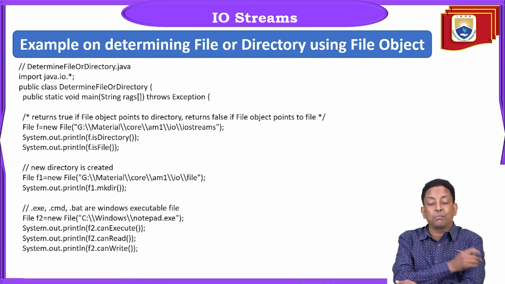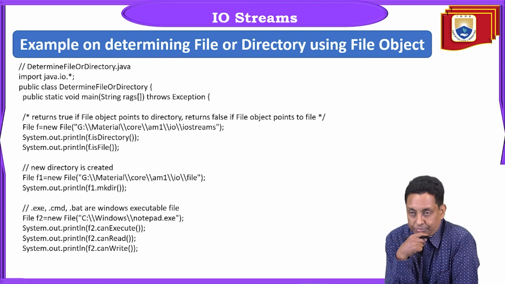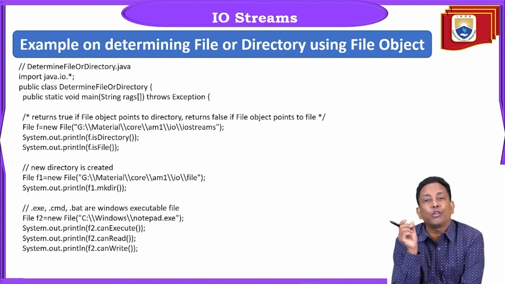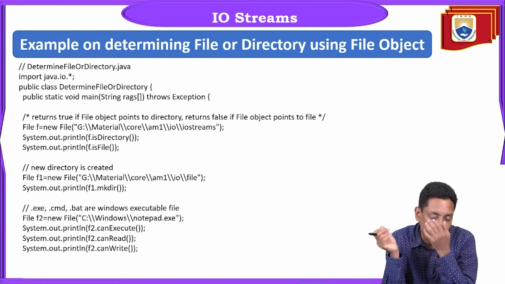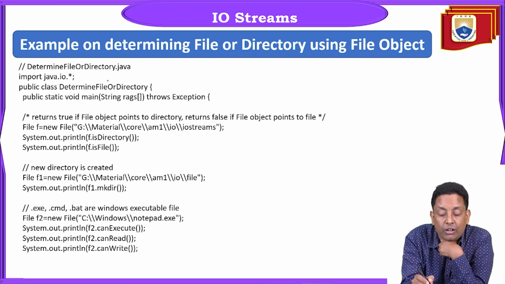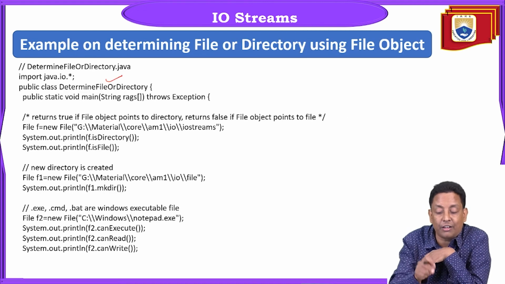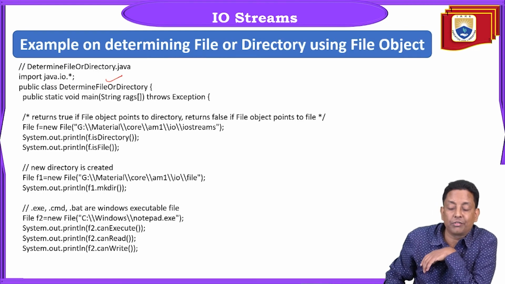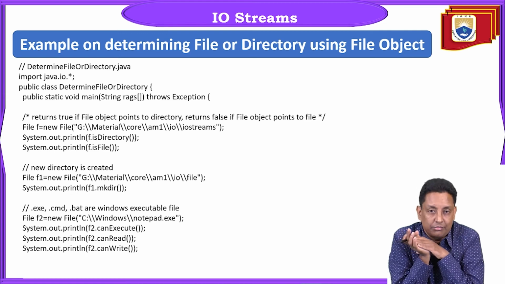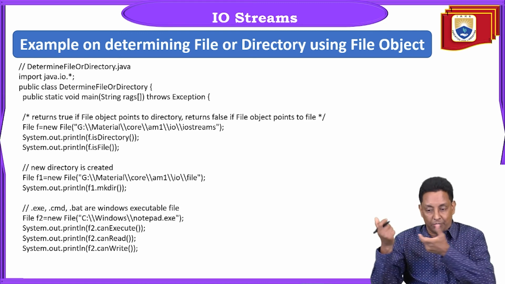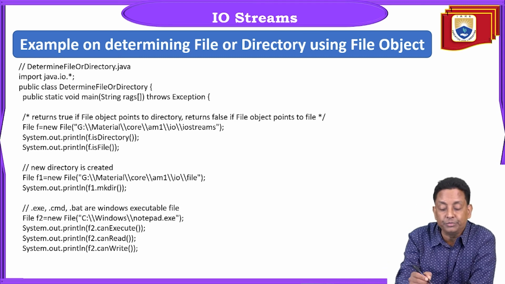And the next example covers how you create one file object, and using that file object, we want to find out whether the file object is pointing to a file or a directory. That we are checking here. So, determine file or directory. The example number would be 10. I forgot to name the number of the example. Determine file or directory, or find out whether the file object is pointing to a file or directory.